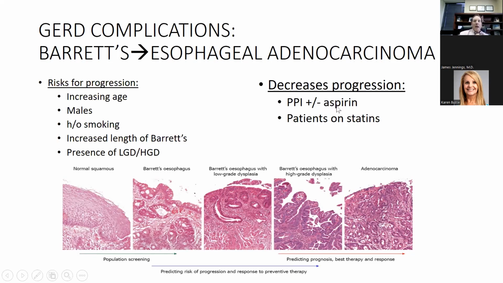Controversy about adding aspirin or statins that they can decrease progression. Nothing definitive is recommended by any of the colleges of gastroenterology of patients who have high-grade or low-grade dysplasia, putting them on a statin or adding an aspirin. But studies have shown that those may have a protective effect.